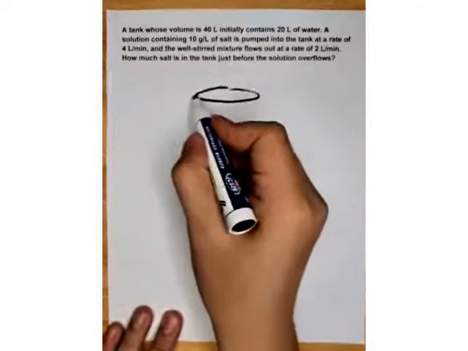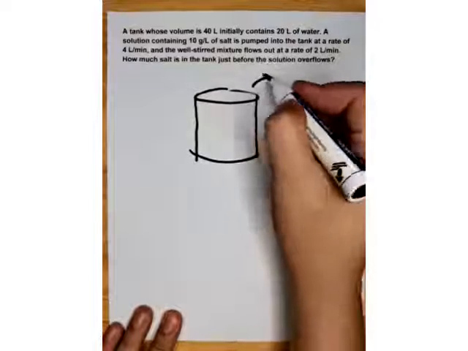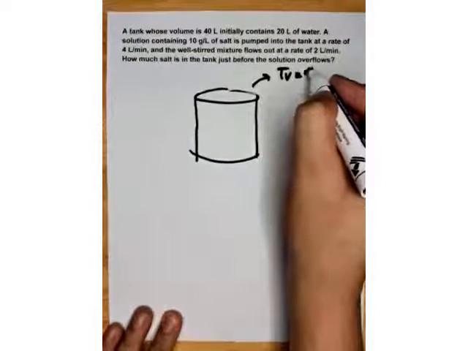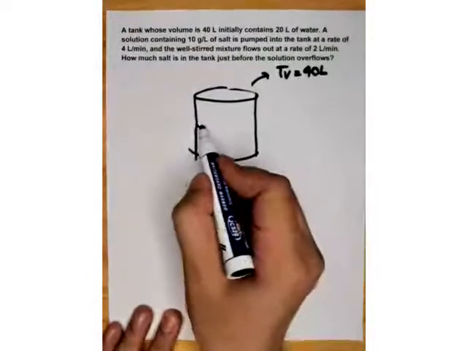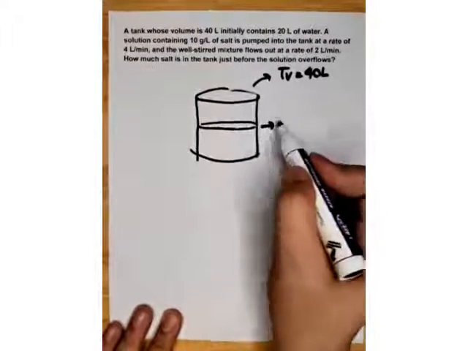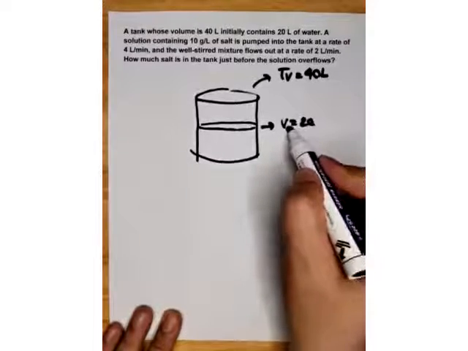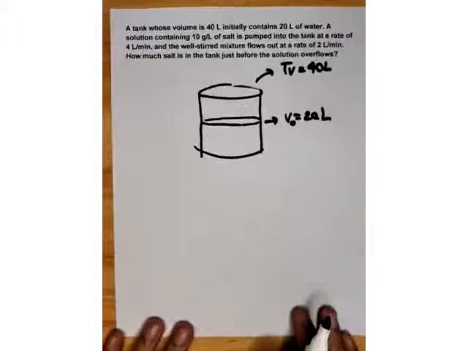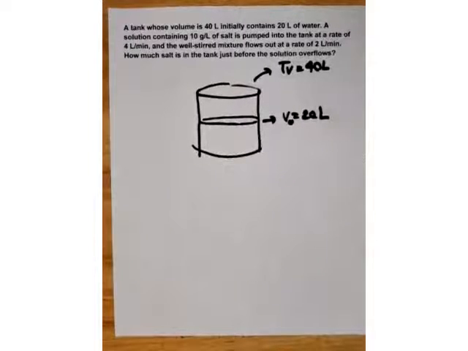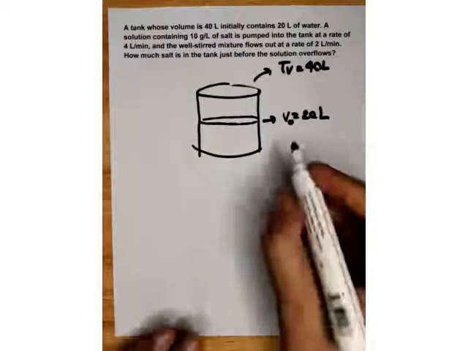Our next example is a tank whose volume is 40 liters initially contains 20 liters of water. So if we have a tank, its total volume is 40 liters. But initially, it is only half full. So it has an initial volume V0 of 20 liters. Okay, so that's stated in the problem. It is purely water.